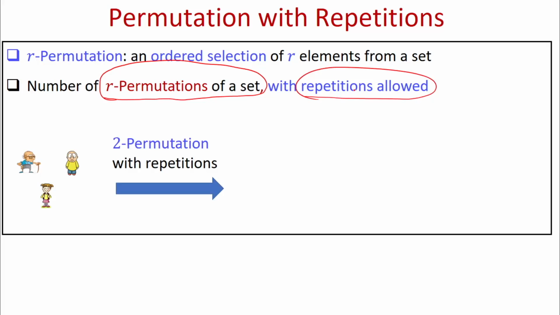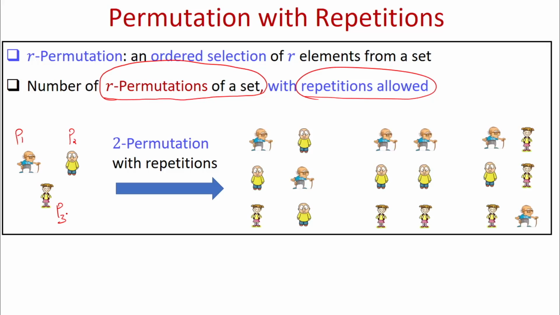So for instance, if I consider a set with three persons, say person 1, person 2, and person 3, and I ask you how many 2-permutations I can have over this set where I can repeat the person when forming the permutation, it turns out that instead of six possible permutations, I will now have nine possible permutations. The six possible permutations which we had earlier, where repetitions were not allowed, will still be present.